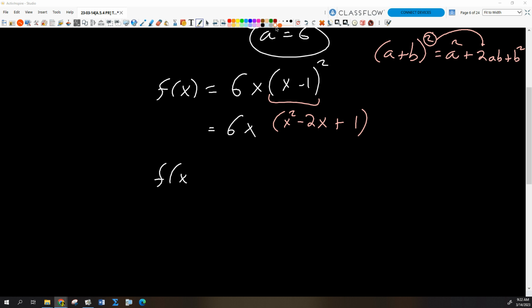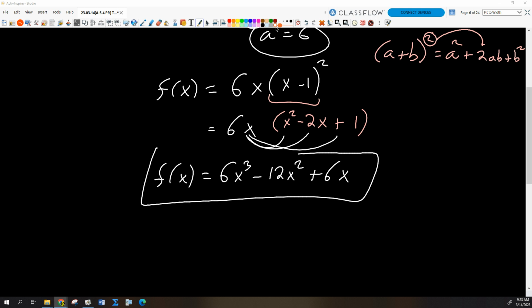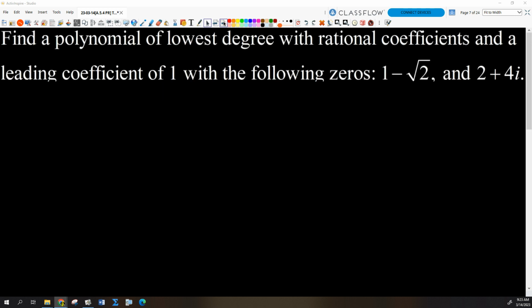So we end up with f of x equals, what's that going to be? 6x times x squared is 6x cubed. 6x times negative 2x. Oh, good. Negative 12x squared, and 6x times 1 plus 6x. There's our function. We got it. Look at that. Boom. Amazing. Okay. All right. Kind of a bonus one, but you guys got that. That's no problem. And then the last one.